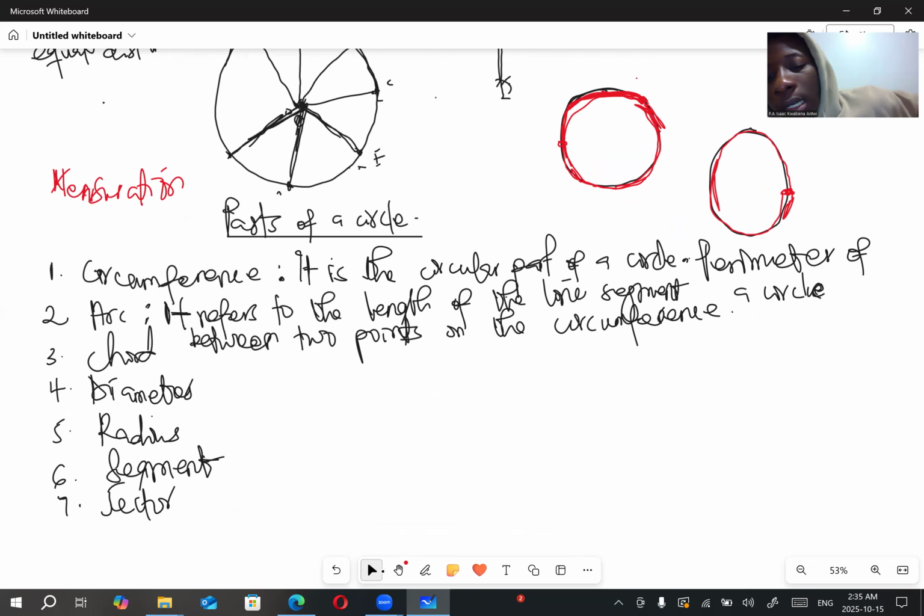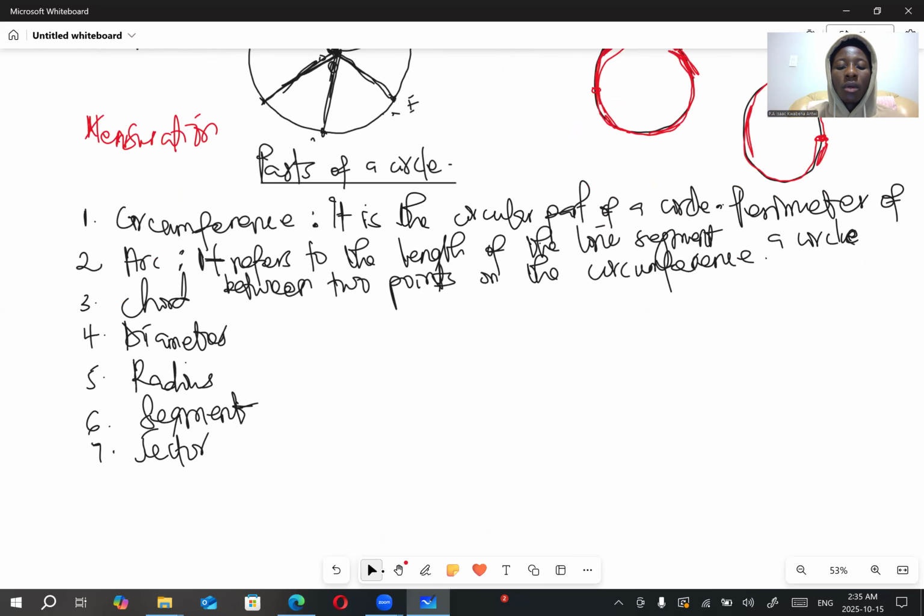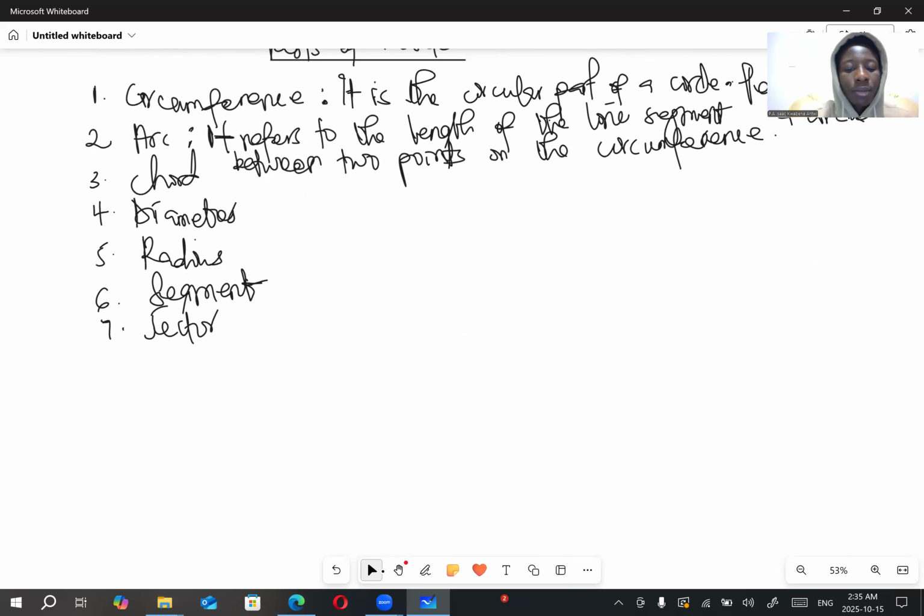It refers to the length of the line segment between 2 points on the circumference. Shall we? Yeah. So let's have our circle.